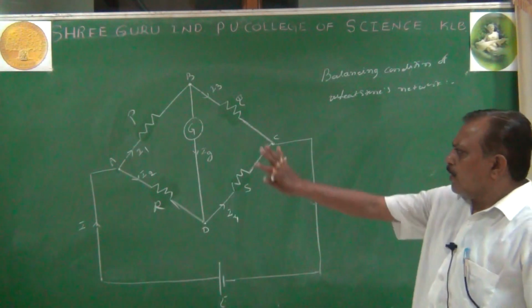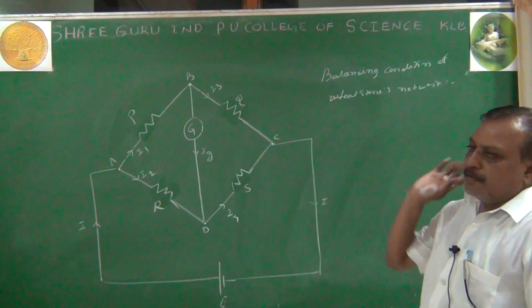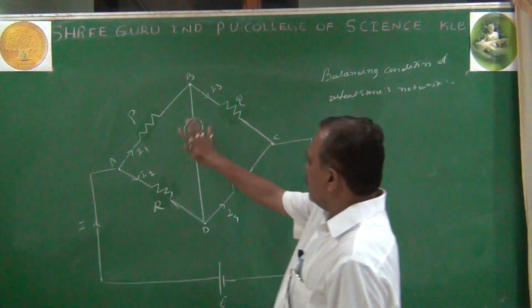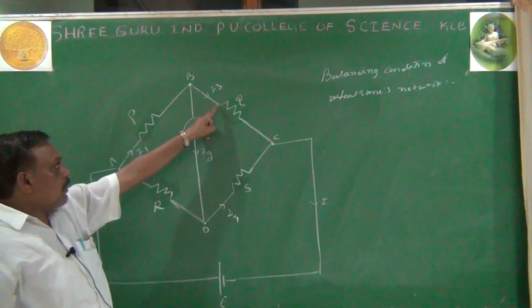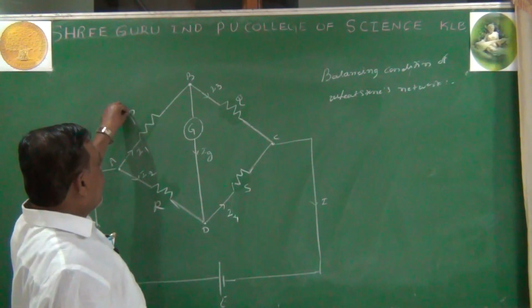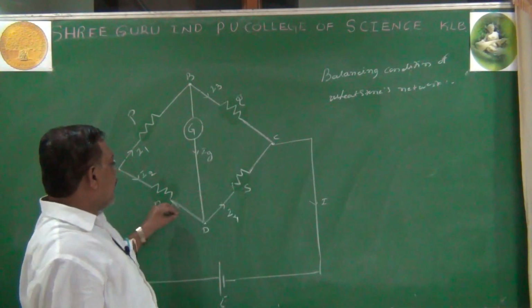Then I go for a little explanation of this figure. A Wheatstone network consists of a quadrilateral. Each arm of the quadrilateral has a resistance, and the resistances are ordered P, Q, S, R in cyclic order.